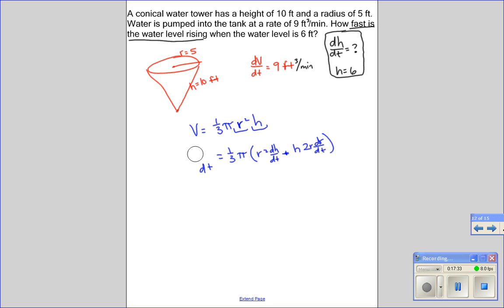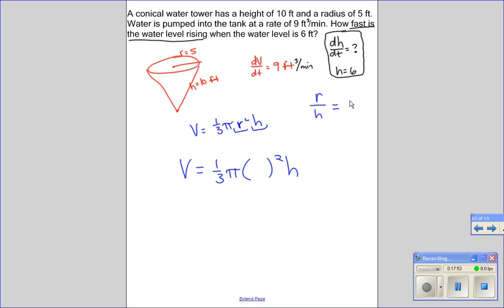I'm going to come back to just the original volume equation. Instead of writing anything about radius, I'm going to manipulate it so I can fill in for radius using what I know about height. Look up here at your original picture. What do you know about the relationship between radius and height? You can tell that the relationship between radius and height should be equivalent to 5 and 10.